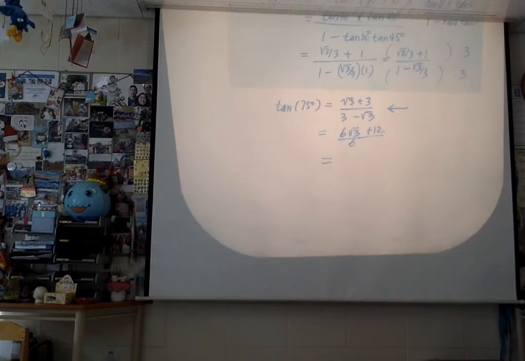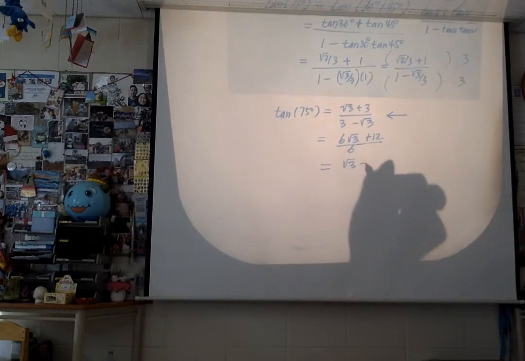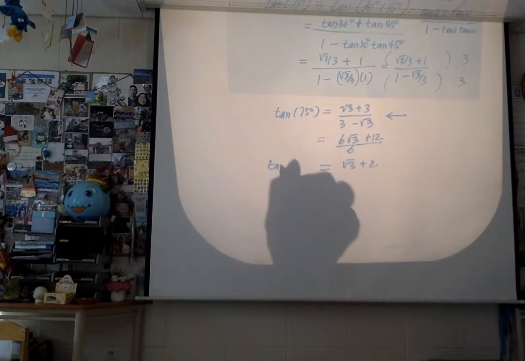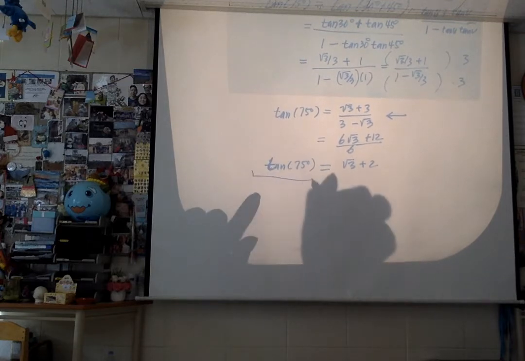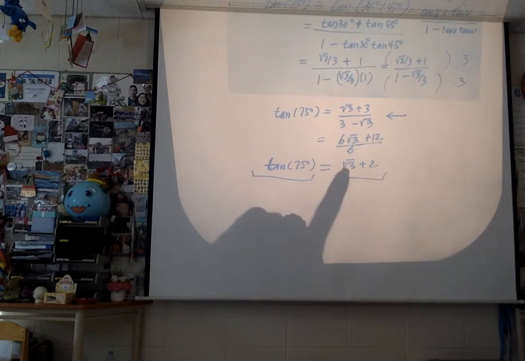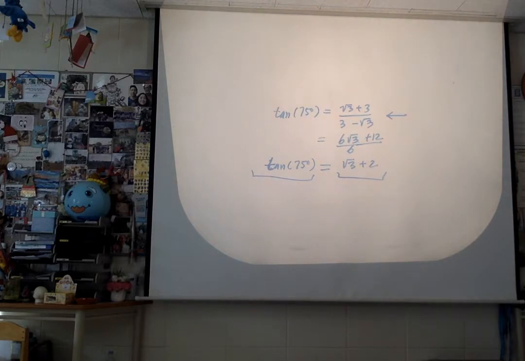Are you ready? It's going to be root 3 plus 2. And that's your final answer on the calculator. Check it again. When you plug in tangent of 75 degrees, do you indeed get the value of root 3 plus 2, which should be about 3.73 something, as this is 1.73 something? Check with your calculators, all right? Let's go on to part 3.